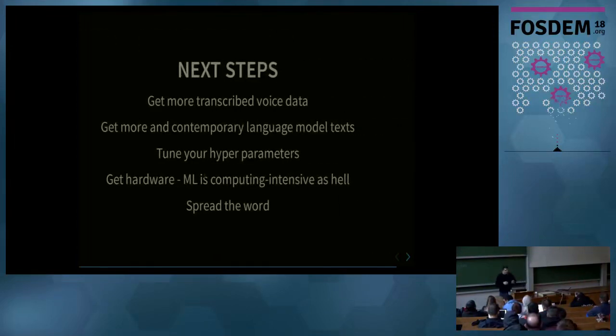Next steps for you, if you want to go for doing something more serious on that, is to get more transcribed voice data, and get more contemporary language model texts. The texts from Gutenberg are not contemporary German, so it's not matching certain things. It's really not working for modern German, you could say. It's similar for any other language where you do not have contemporary text. You have to tune the hyperparameters for a real scenario, not for this overfitting stupid stuff that I demoed here. And you have to get hardware because machine learning is computing intensive as hell. We used 2 machines with 8 Titan X Pascal cards in them for 2 weeks to train the model for English that we ship. And spread the word.